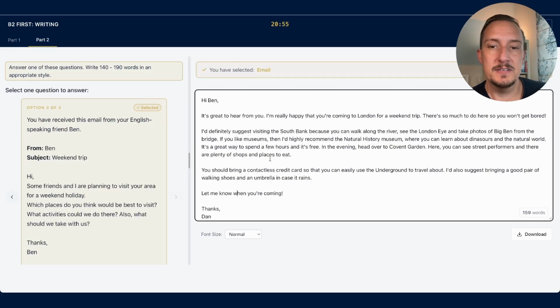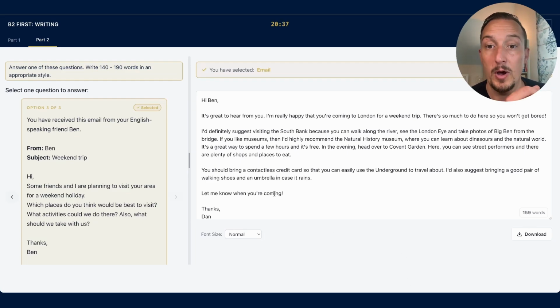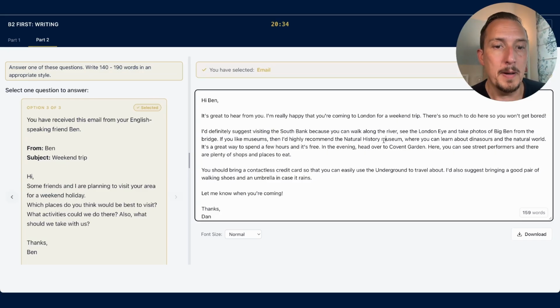I definitely suggest visiting the South Bank because you can walk along the river, see the London Eye, good comma, and take photos of Big Ben from the bridge. Lovely. If you like museums, then I'd highly recommend the Natural History Museum. It's fine to repeat the M there, as in the word museum. That's absolutely fine. But because actually it's its name, it should be capitalized. I'd recommend the Natural History Museum where you can learn about dinosaurs and the natural world. It's a great way to spend a few hours and it's free.